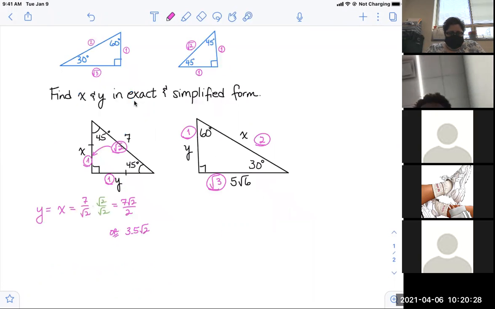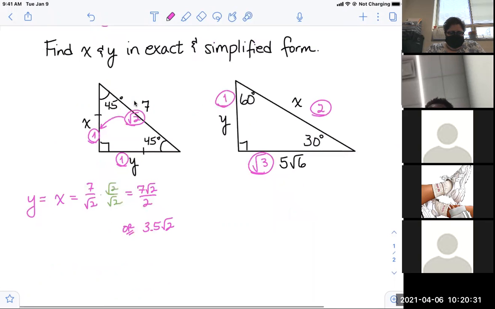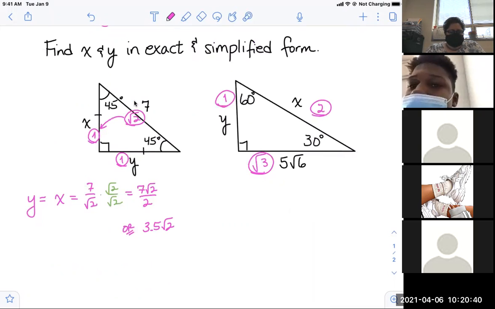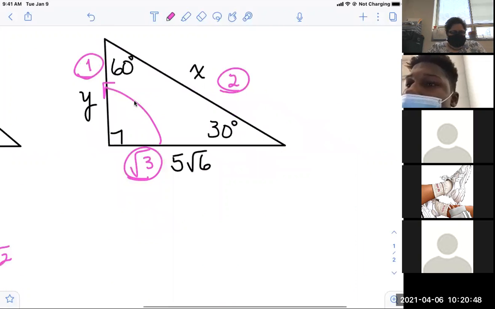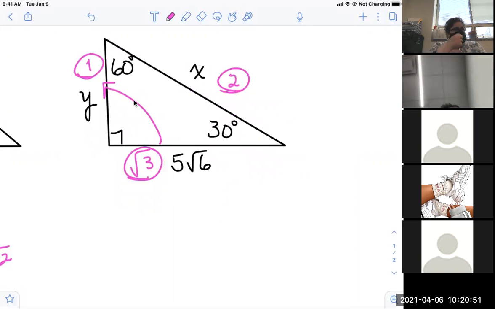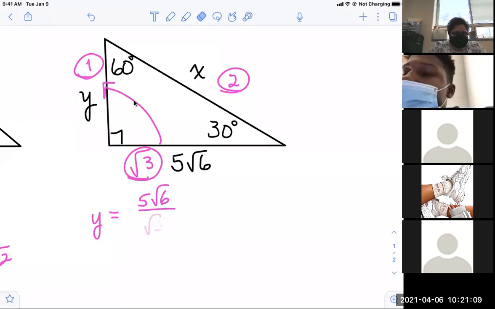Okay, Michael, can you tell me how to find a short leg? If this is the root 3 side, when you're going between the short leg and the long leg, you're either multiplying by root 3 or dividing by root 3. So if you're trying to get a smaller number, would you divide or multiply by root 3? You're dividing. Okay, so we're going to take 5 root 6, divide by root 3. Jaron, where would you go from there?